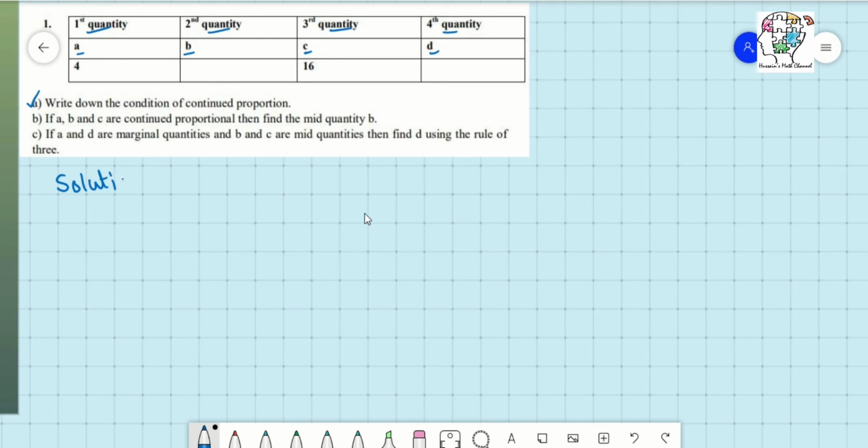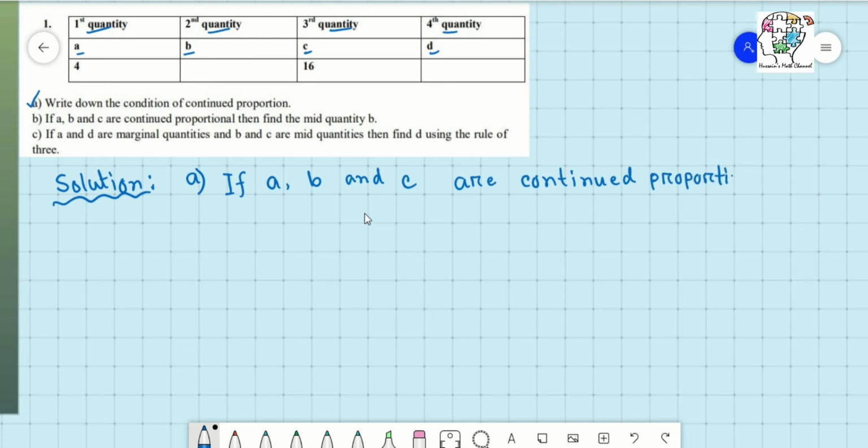So let's do the solution. At first, number A, write down the condition of continuate proportion. We have to write the condition. At first we can write if A, B and C are continuate proportion, then we can write A is to B is equal to B is to C.